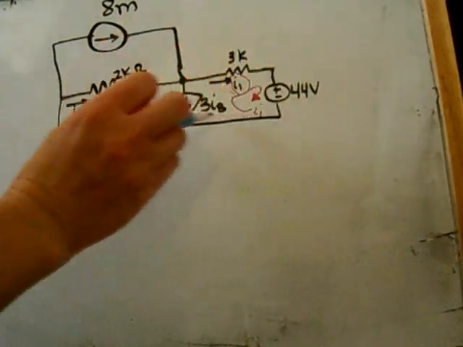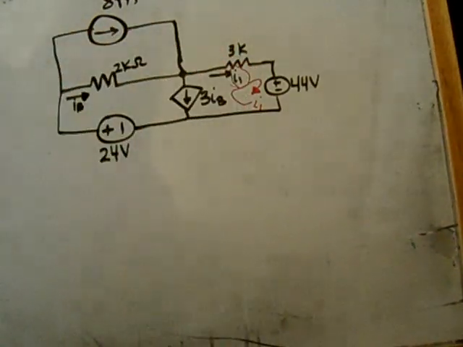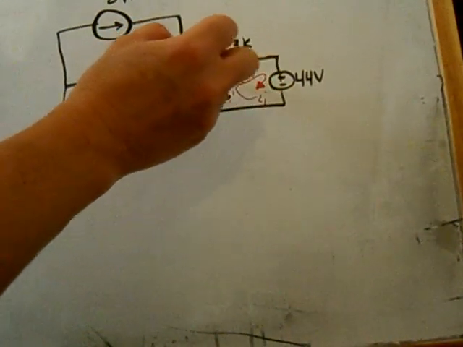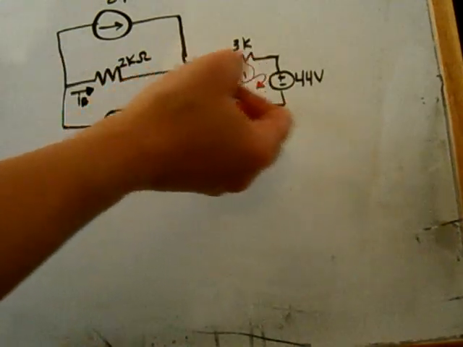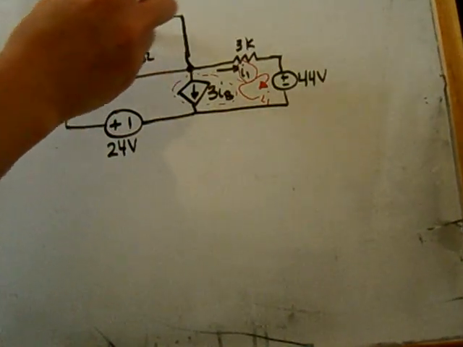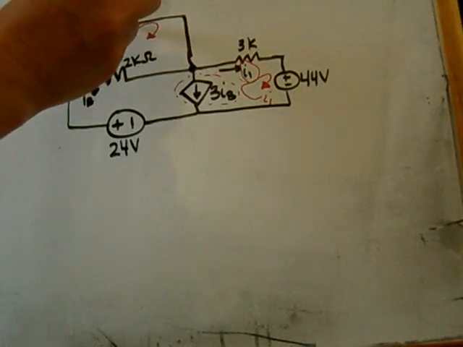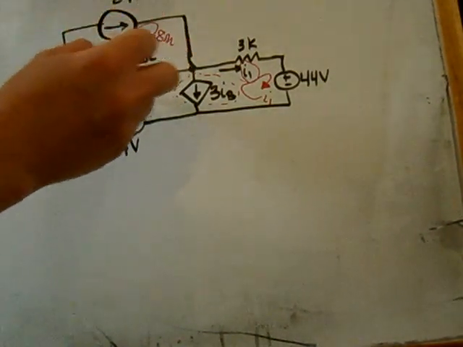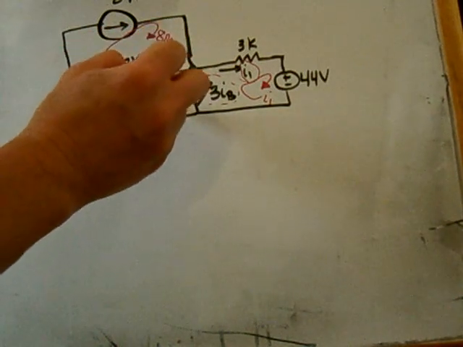Remember that the outside branch has the same value as the mesh current within it. It's only when you have an element in between two meshes that you'll need to sum the current of both meshes to get the actual value of that one. Up here, this is going to be then 8 milli. It's going to stay the same value because the outside current is forced to be 8 milli. And down here, I'm going to label this as I2.